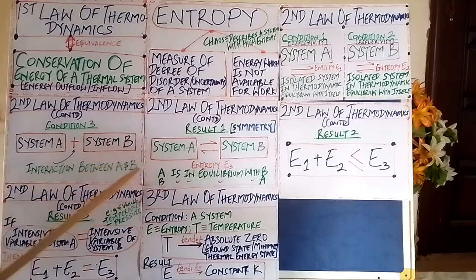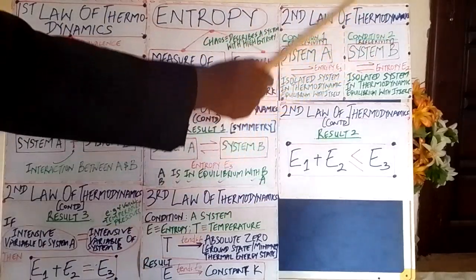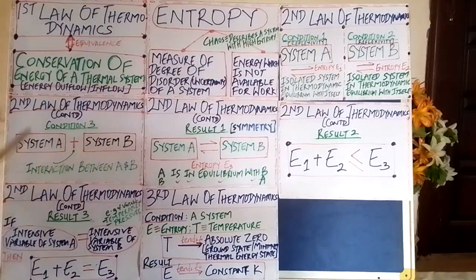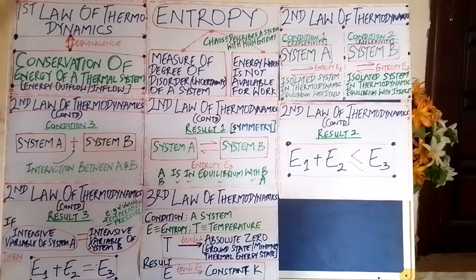For the third law of thermodynamics, to understand it, you have to understand the condition of the law, then the result. The condition says that we're given a system. It could be a system A that we have been using, or a system B, or it could be a combined system A and B that have interacted, and then you have added a new system C. But you just have a system, and you represent E to be the entropy of that system, and T to be the temperature of that system.